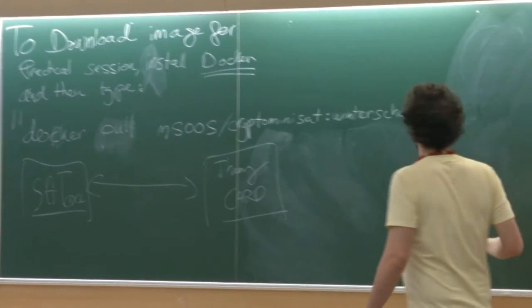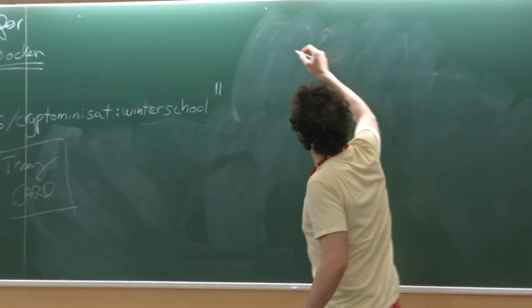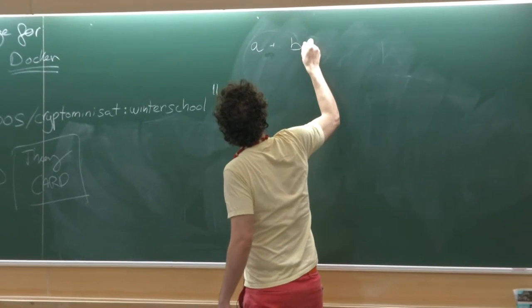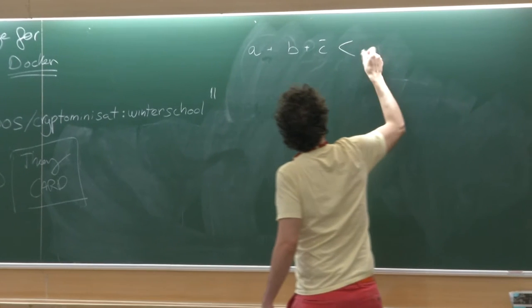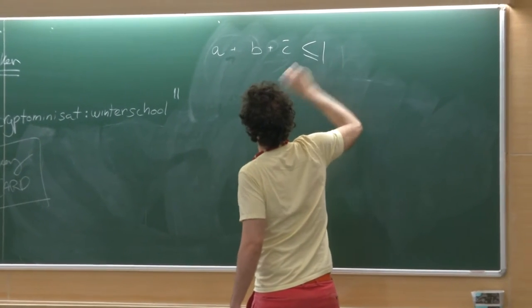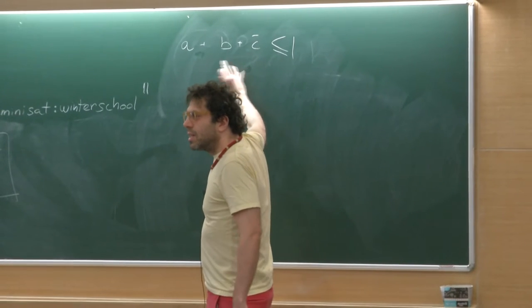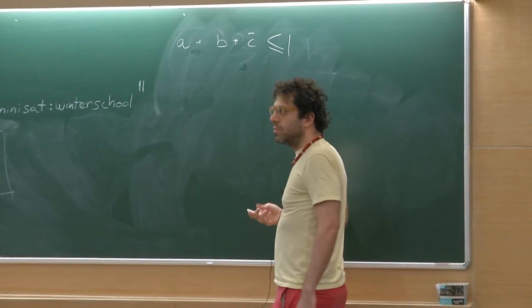Cardinality constraints are quite easy. It's something like A plus B plus not C is smaller or equal to 1, for example. This means that out of these three literals, at most one of them must be true.